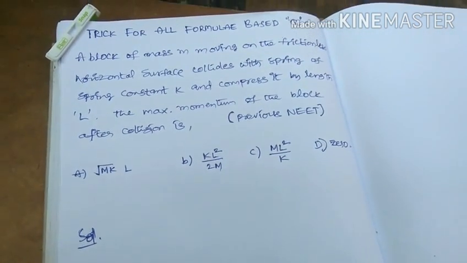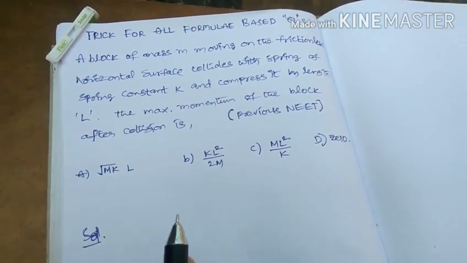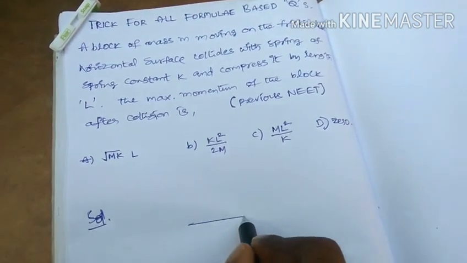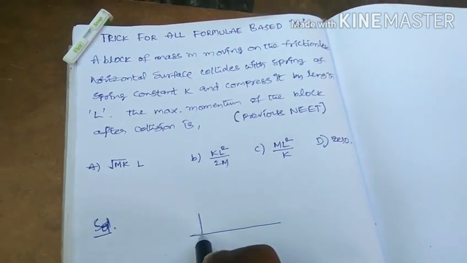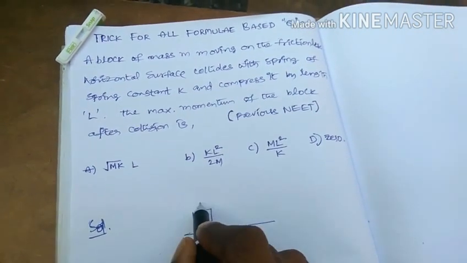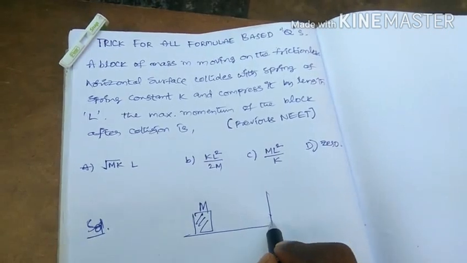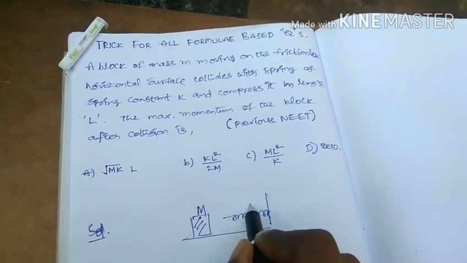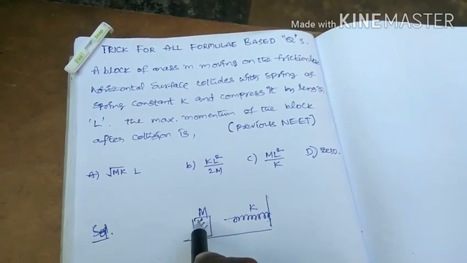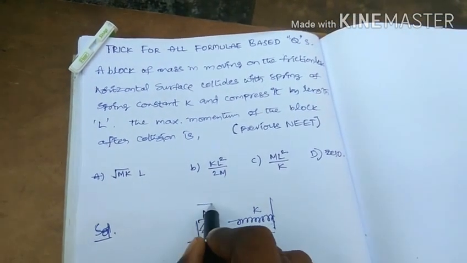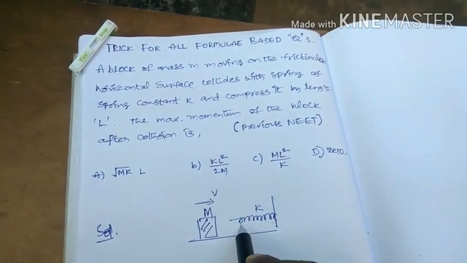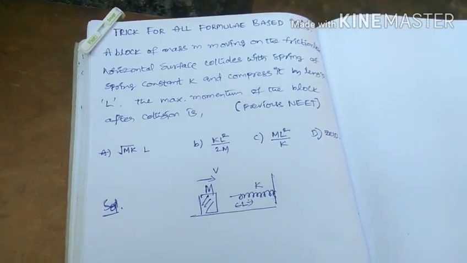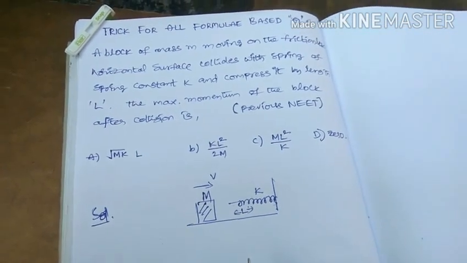Here there is a block of mass m on a horizontal frictionless surface, colliding with a spring of spring constant k. When the block is moving on the frictionless surface with speed or velocity v, the spring will be compressed by length L. Here we have to find out the maximum momentum of the block after collision.